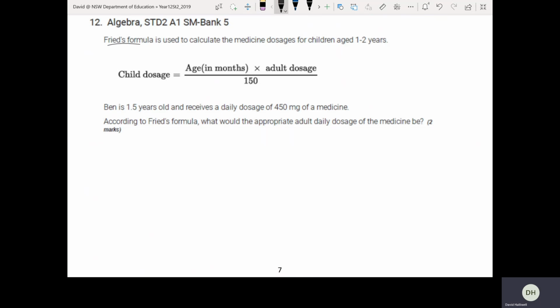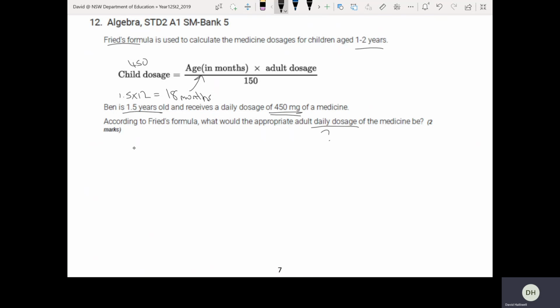We've got Fried's formula. It's a different formula. Children age 1 to 2 years. Now notice that this one has age in months. Some of them have age in months, some of them age in years. As soon as I see 1.5 years, but I see that the age is in months, I'm going to times by 12. So it's going to be 18 months. Straight away, that age is going to be 18. So the child dosage is 450. Make sure you know if you're looking at the child dosage or the adult. This is for the child, the 1.5-year-old. What is the adult dosage?